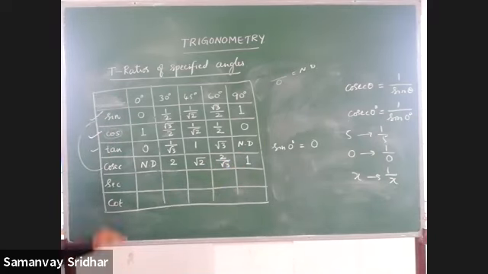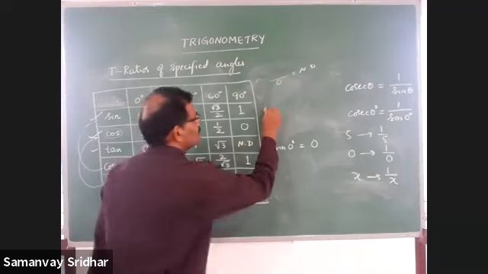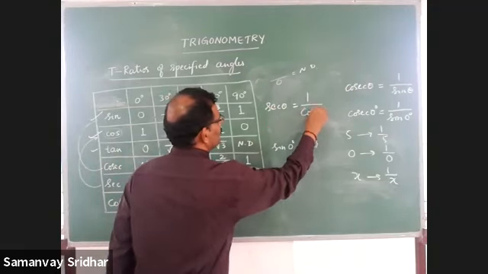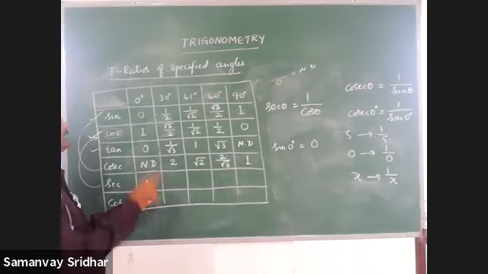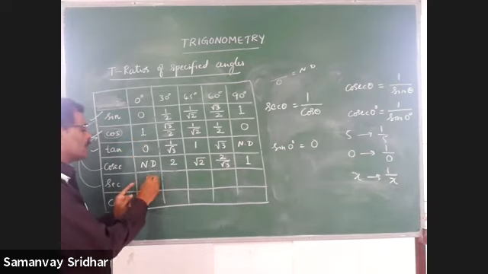Got it? Then we have to go for the sec. There are two techniques to write the sec. One is: secant theta is the reciprocal of cos theta. Therefore, what is sec 0 degree? Reciprocal of cos 0 degree. Reciprocal of 1 is what? 1.